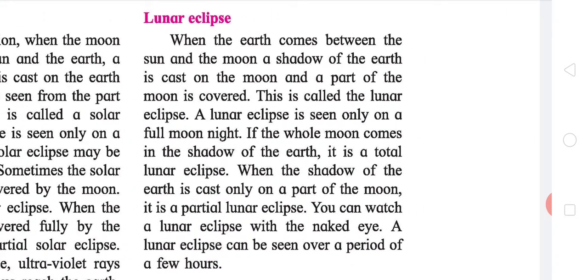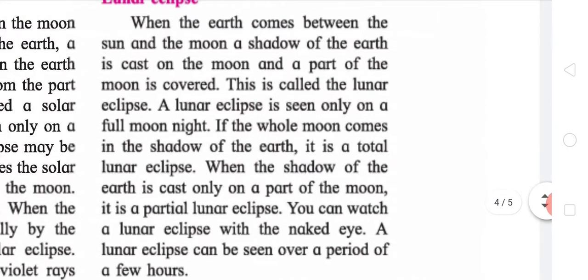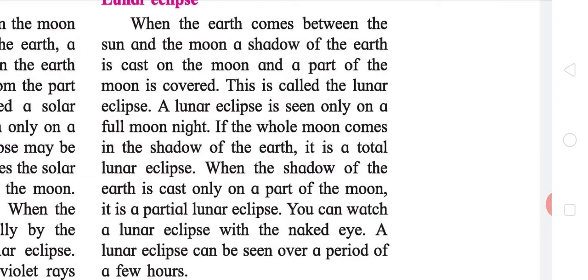Lunar Eclipse. When the earth comes between the sun and the moon, a shadow of the earth is cast on the moon, and a part of the moon is covered. This is called the lunar eclipse. A lunar eclipse is seen only on a full moon night.